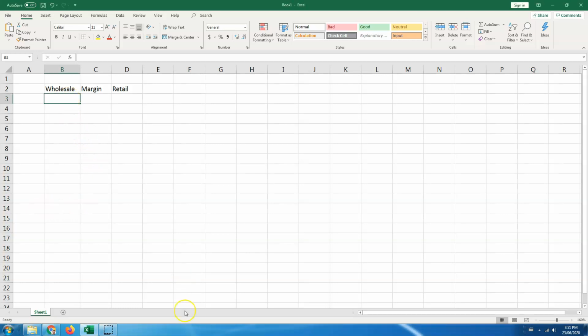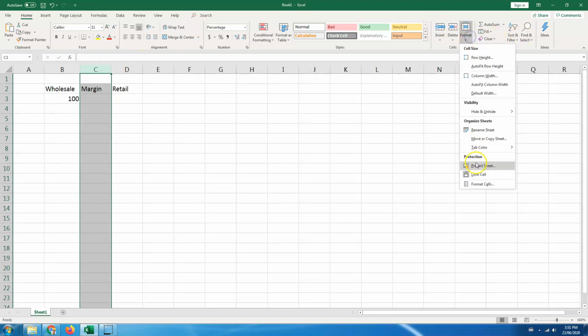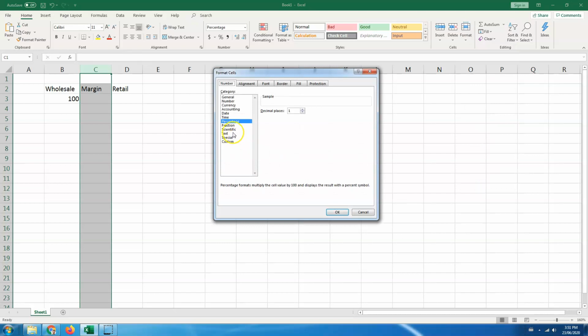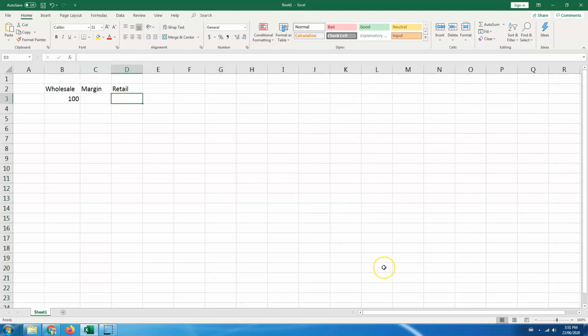So let's say you have a wholesale price of $100. So your product costs $100. We're going to make sure that our column is formatted for percentage. So we're going to go to format cells, make sure it's set as a percentage.